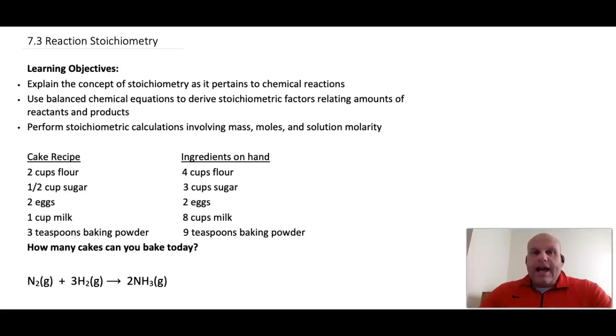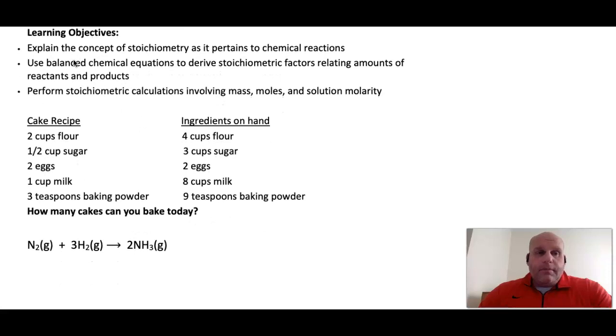As we get into reaction stoichiometry, the common analogy that is used is that of baking. So I have some information here. I've provided for you a cake recipe and ingredients that you have on hand. Say this afternoon you decided you felt like baking a cake, you went into your kitchen, checked your cupboards and fridge for the ingredients that you needed, and so those are the ingredients you have on hand.